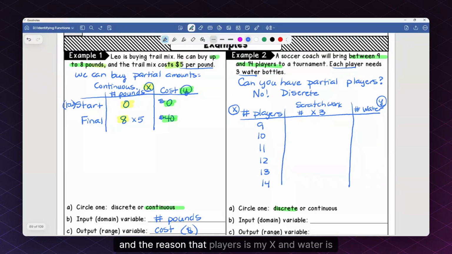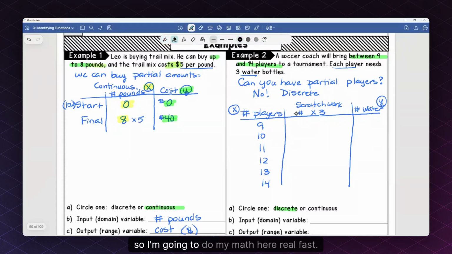The reason that players is my X and water is my Y is the number of players determines the amount of water bottles. The number of water bottles doesn't determine the number of players. We're going to bring as many water bottles as we have players, right? We're not going to just set out 6 water bottles and be like, yeah, that's all the players we can take to this game. That's not how that works. That's why the X is our players, because that's the starting point to this.